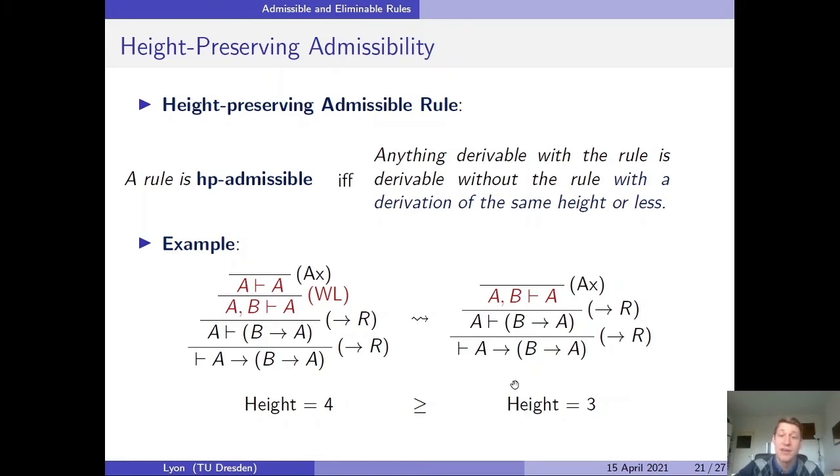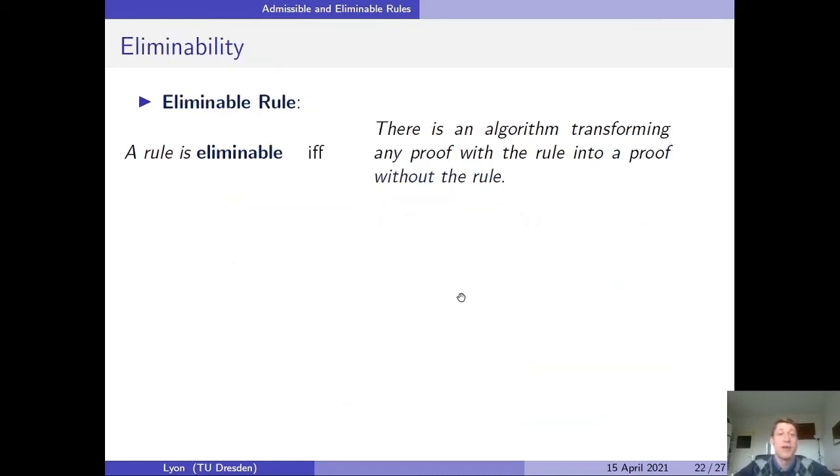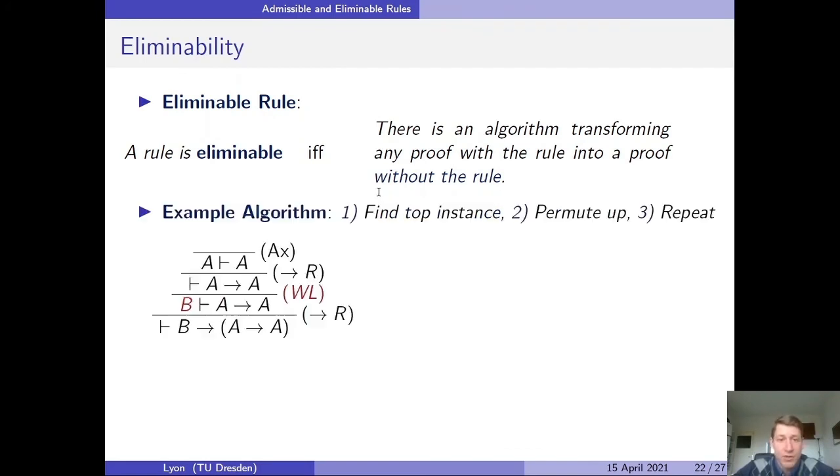It's always the case that derivations stay the same size or decrease in size. And I'll prove that in just a moment. Okay, last we have that a rule is eliminable if and only if there's an algorithm which transforms any proof with the rule into a proof without the rule. Again, we'll consider an example with weakening left, and here's an example algorithm.